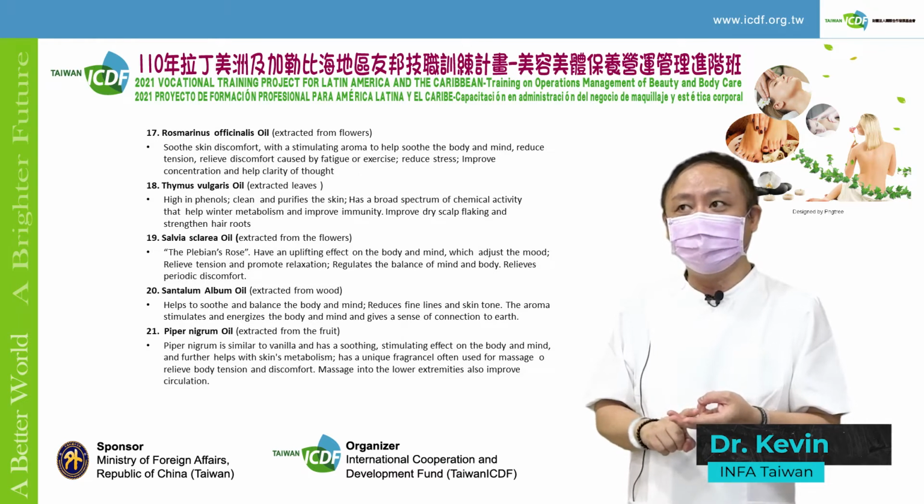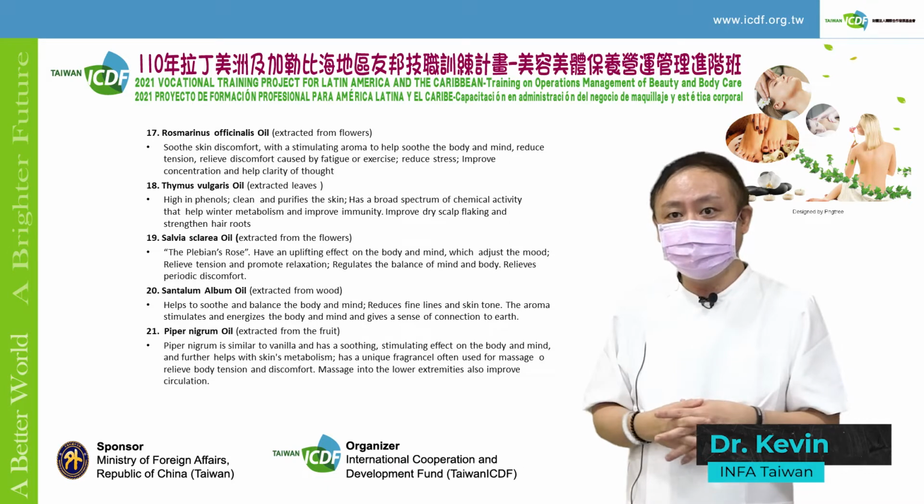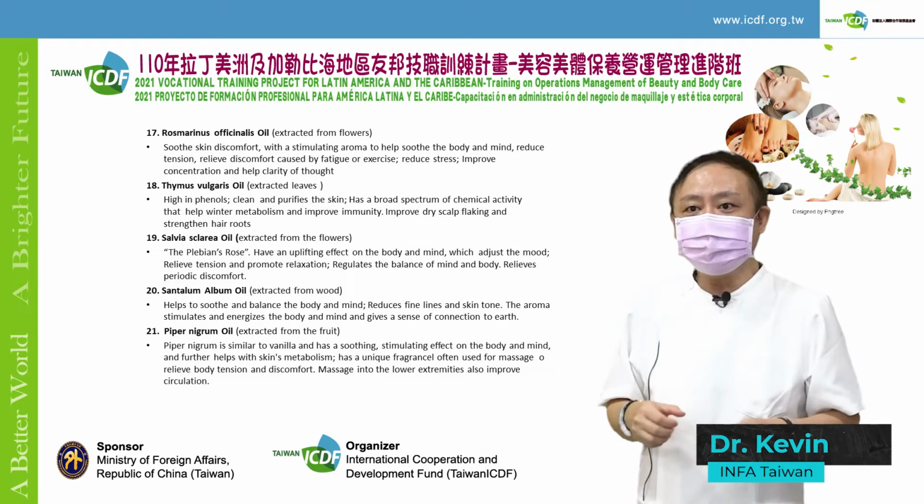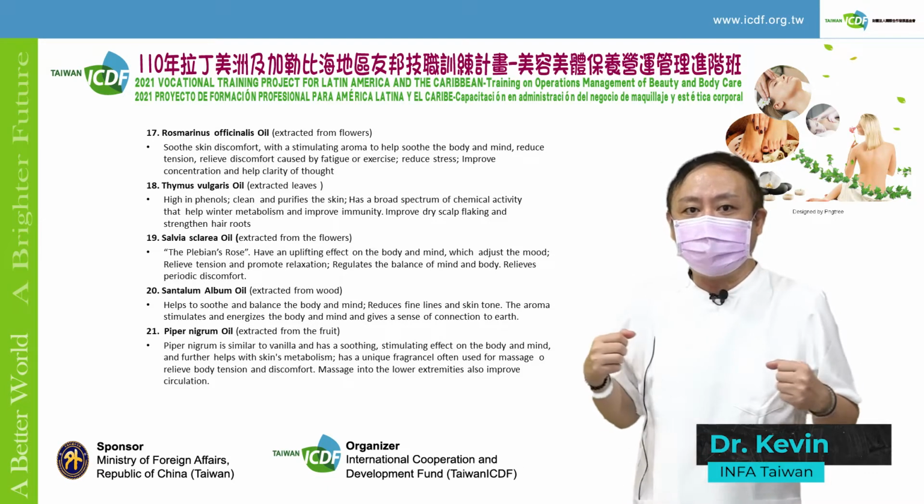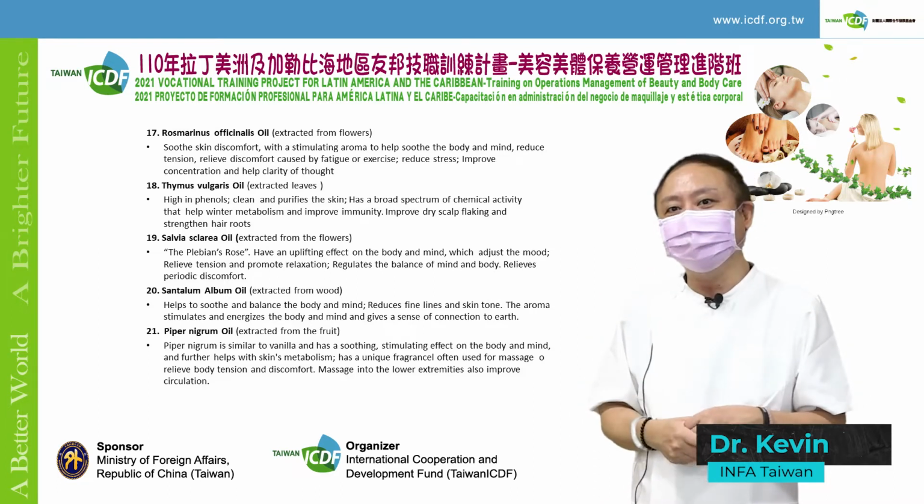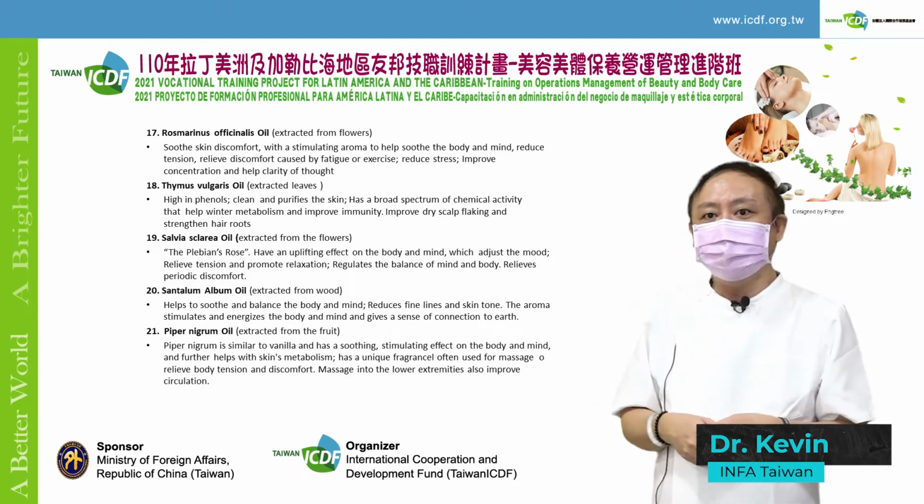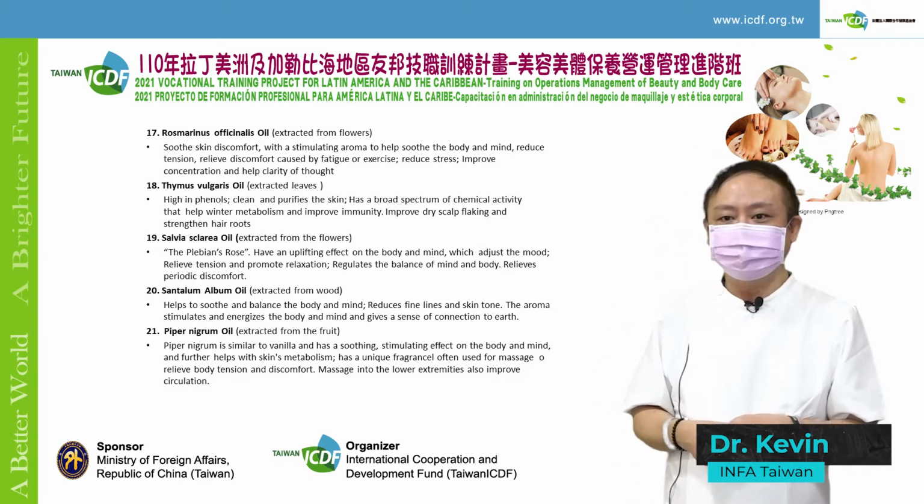In the East, sandalwood is one of the essential oils that we use the most. It brightens our mind and mood, and makes us emotionally stable. The last one is a black pepper essential oil. Black pepper oil came from the fruit of it, and it will help bring up our appetite.